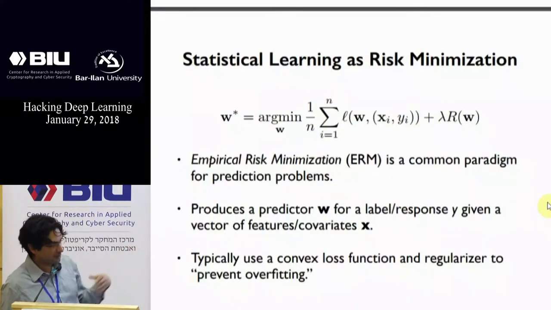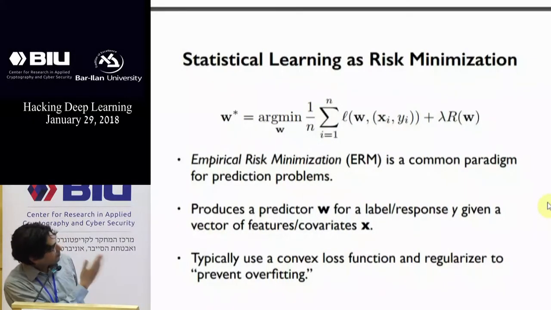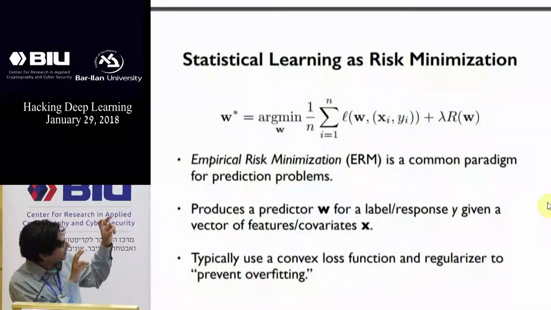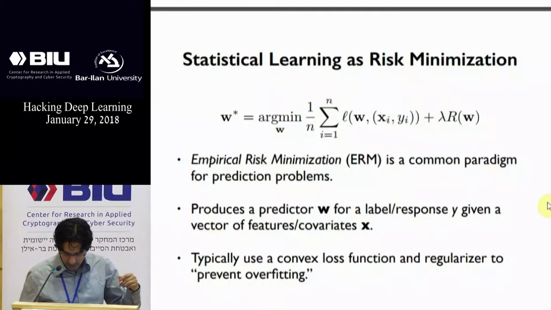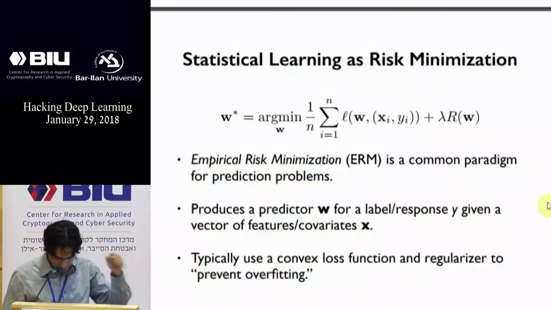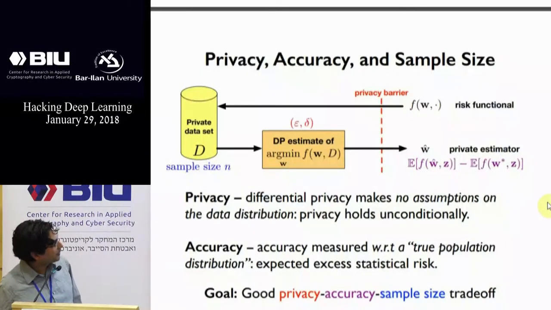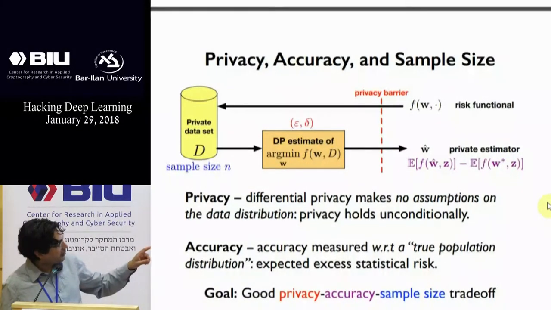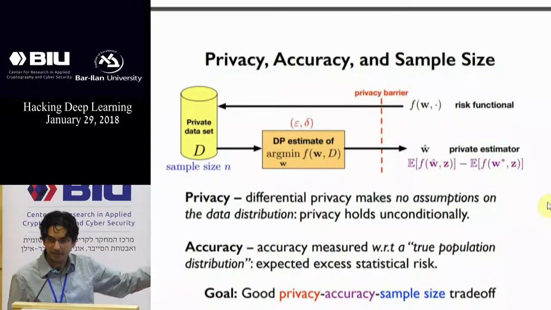If we apply this, going from means to empirical risk minimization, we want to minimize the loss of a classifier on some training data. We're going to put in some regularization to protect us against overfitting. This seems like a good situation; this should be easy to make private. So the question is, what do we want to do here? With a moderately sized data set, we would like to get both good privacy and good accuracy. But all these three things are kind of fighting each other in some sense.